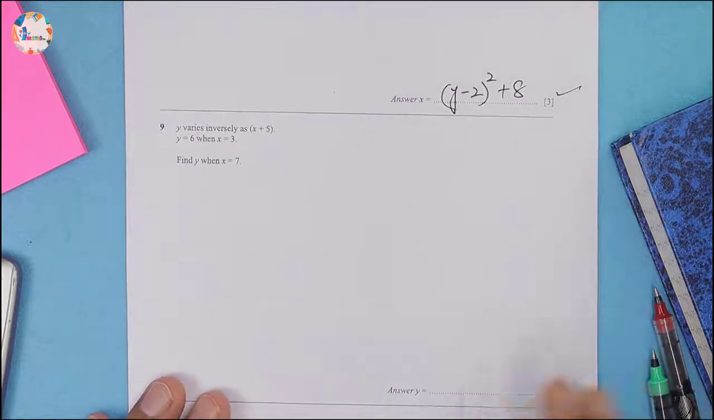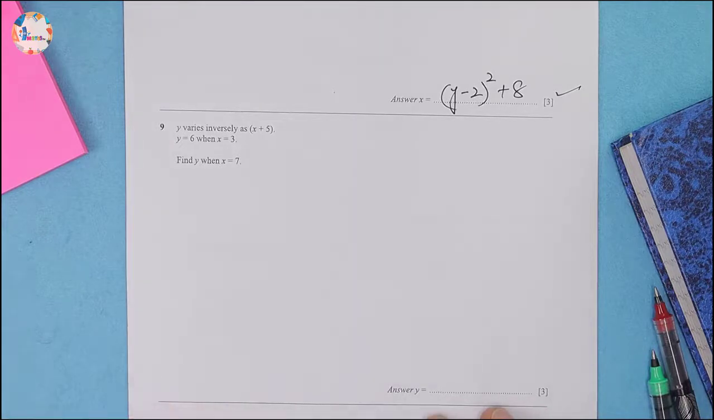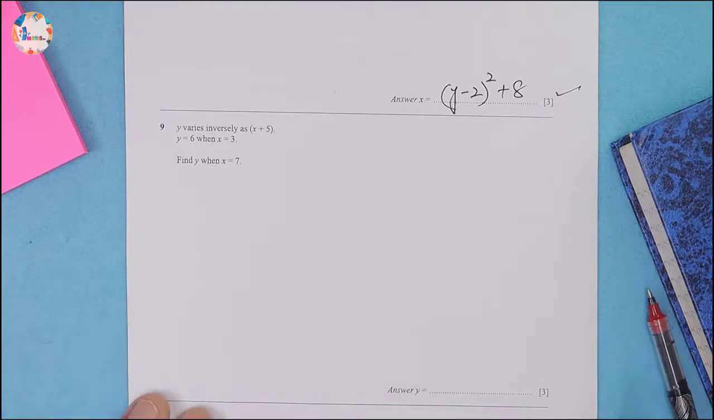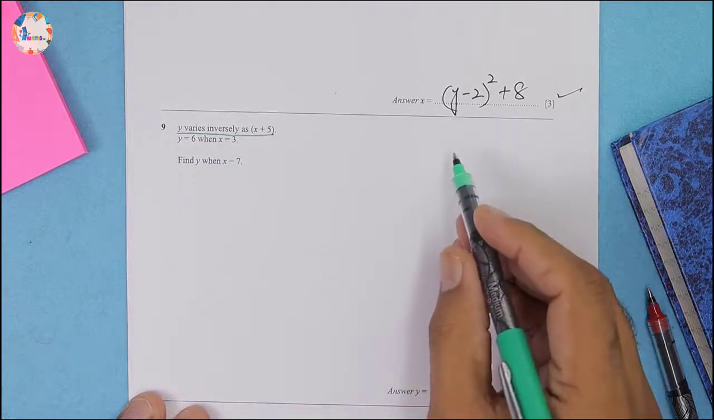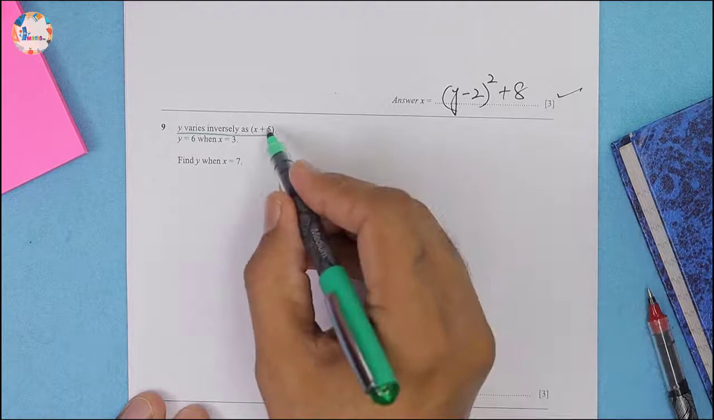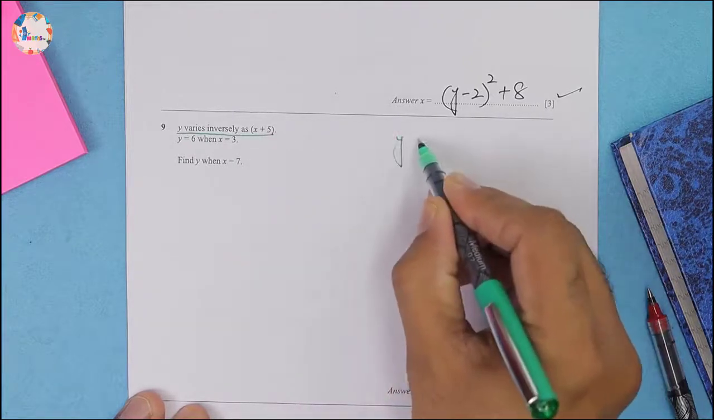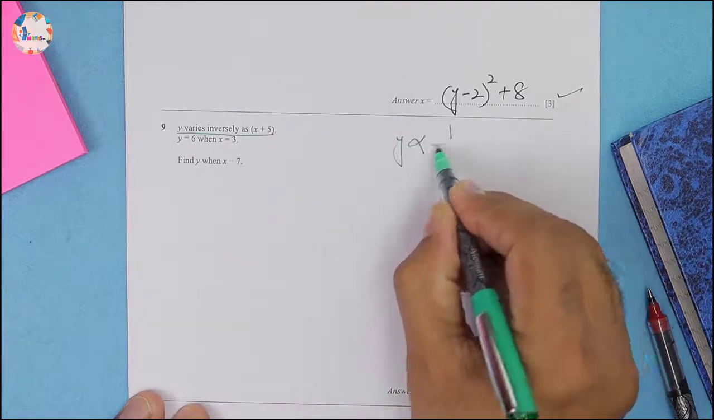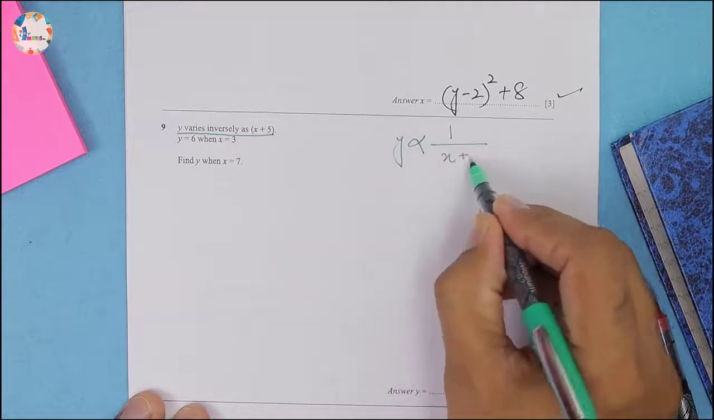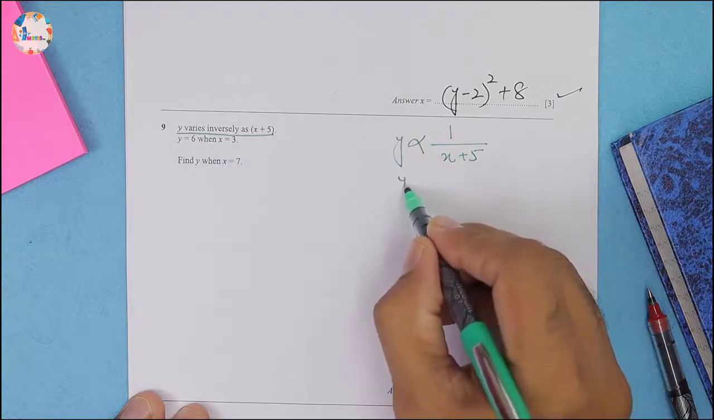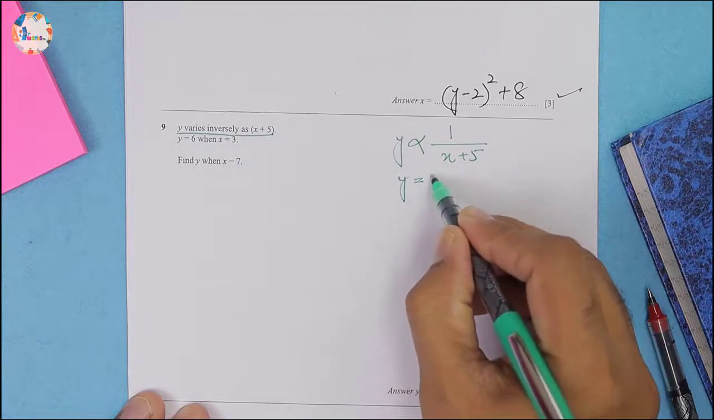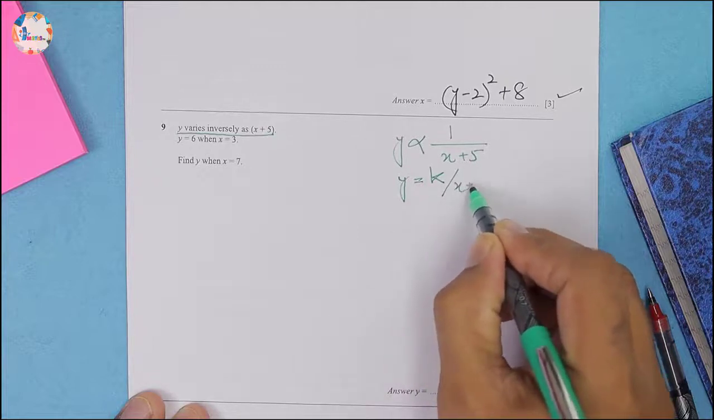Question number 9: y varies inversely as x plus 5. This is a variation question, a proportionality question. So they are saying y varies inversely as x plus 5. So we can write y varies inversely, meaning 1 over x plus 5. This will be our equation which we have formed from this, and this proportionality we can change into equality, and we can write k over x plus 5.